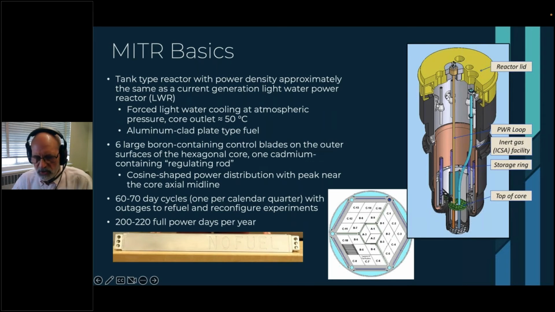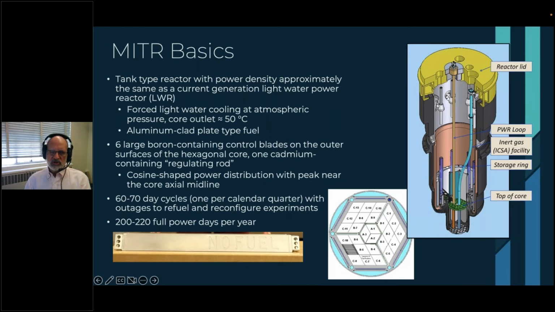And the entire core is also about 60 centimeters across. So we're essentially a little bigger than a 5-gallon kitchen garbage pail. We have 6 large boron-containing control blades on the outer surfaces of our hexagonal core, and then a smaller regulating rod. So that gives us a cosine-shaped power distribution.